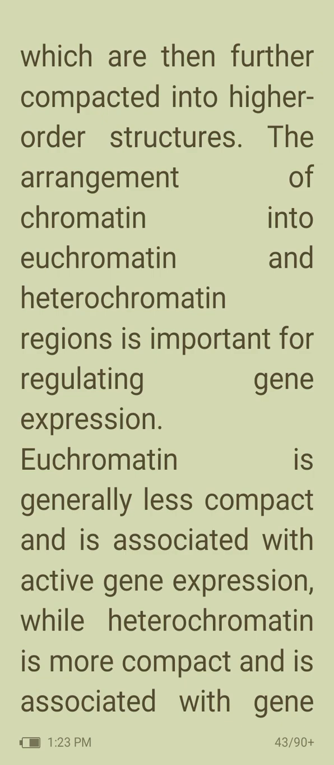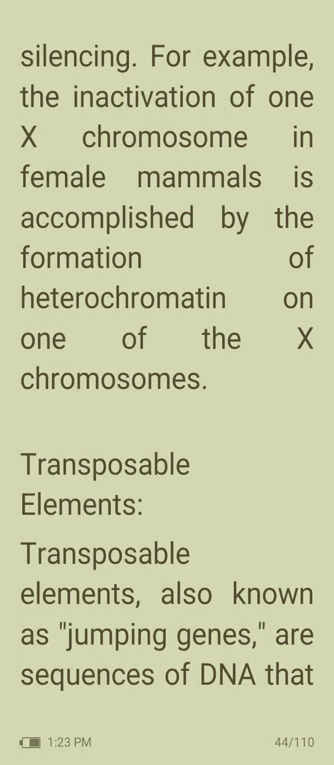Euchromatin is generally less compact and is associated with active gene expression, while heterochromatin is more compact and is associated with gene silencing. For example, the inactivation of one X chromosome in female mammals is accomplished by the formation of heterochromatin on one of the X chromosomes.